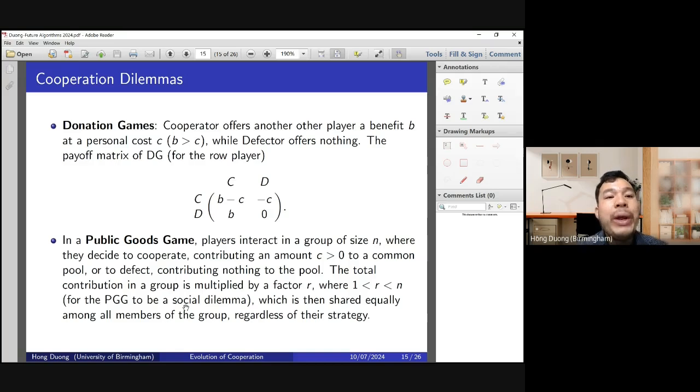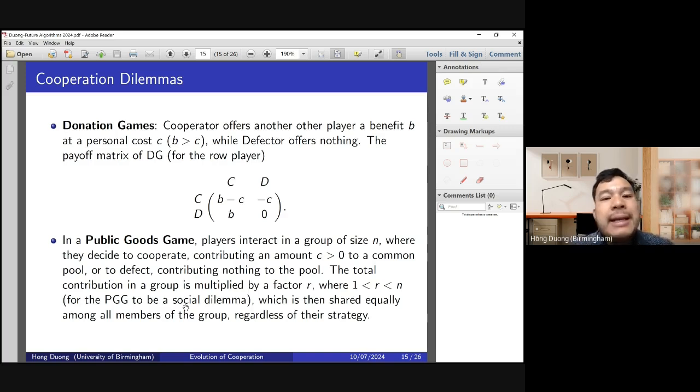Here we consider two cooperation dynamics. The first one is the so-called donation game. In the donation game, a cooperator offers another player a benefit B at a personal cost C. So the cooperator pays a cost C that gives a benefit B to other players. That's very clear. And a defector offers nothing. The defector does not offer anything.